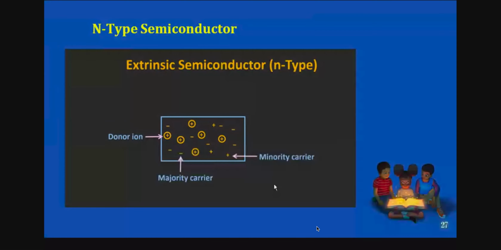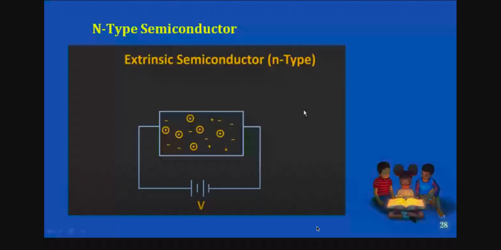Okay. Now coming to here, in the n-type semiconductor, just now I said, these are called positive immobile ions, isn't it? The majority carriers are nothing but electrons, and the minority charge carriers are nothing but holes. Now, when you apply some external field, the electrons are attracted to the positive potential, and the holes are attracted to the negative potential. So this is about the n-type semiconductor.